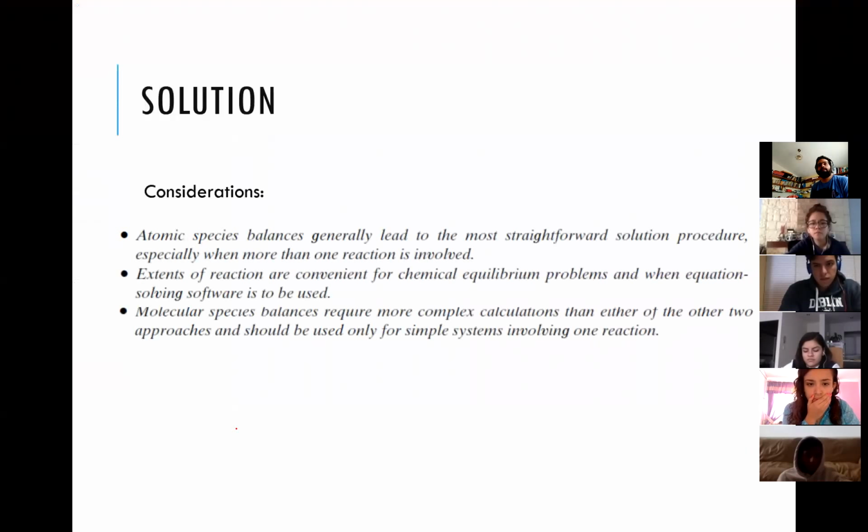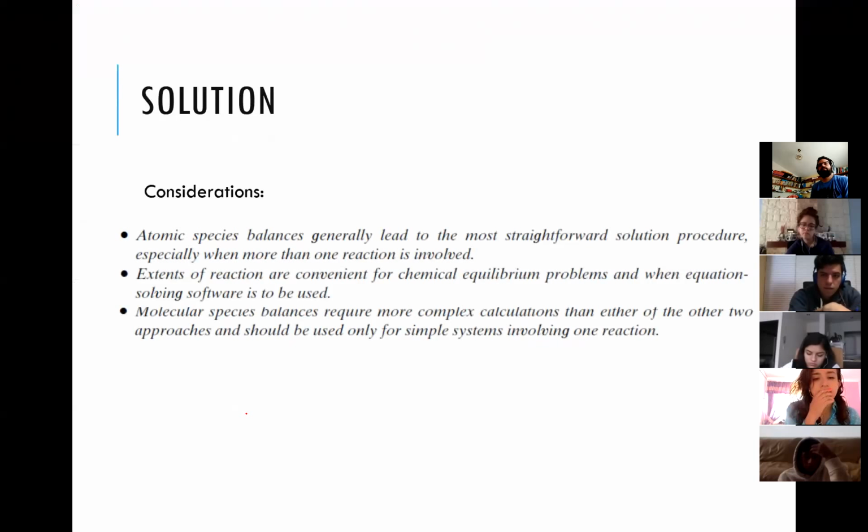The atomic species balances generally lead to the most straightforward solution procedure because you only have to make one equation for each atomic species, right? Especially when more than one reaction is involved. As I told you when we were solving that problem, if you have, for example, 20 different chemical reactions and you only have 3 different atomic species, it's generally easier to do it that way, right?